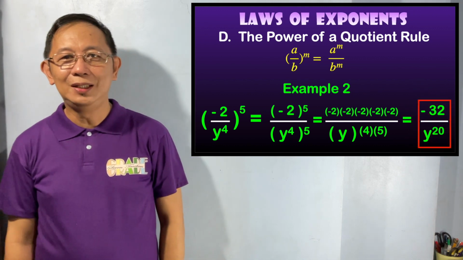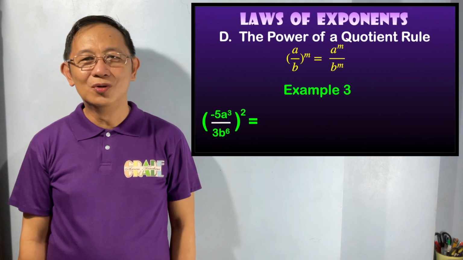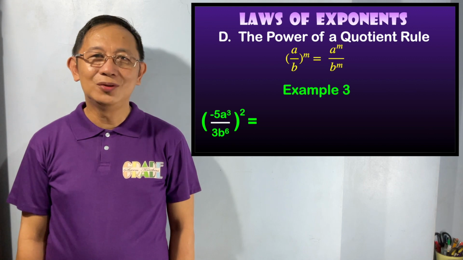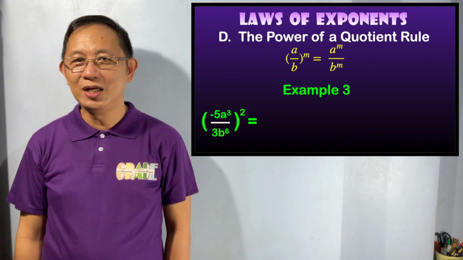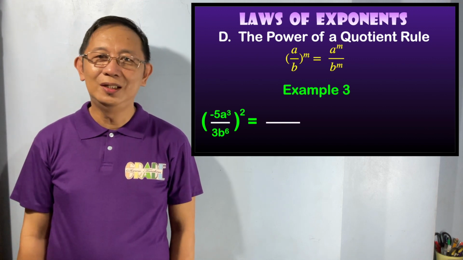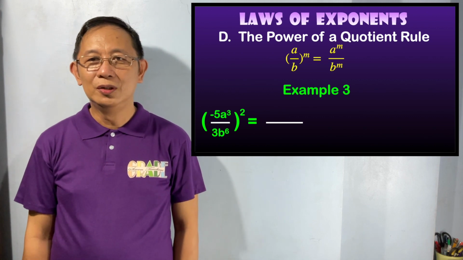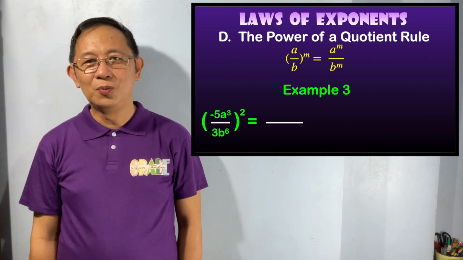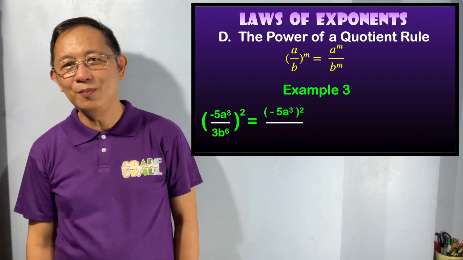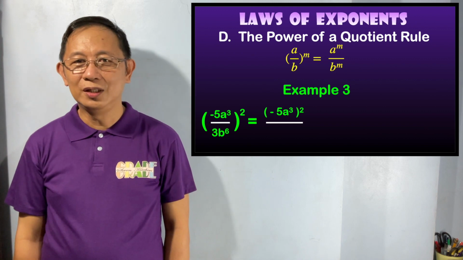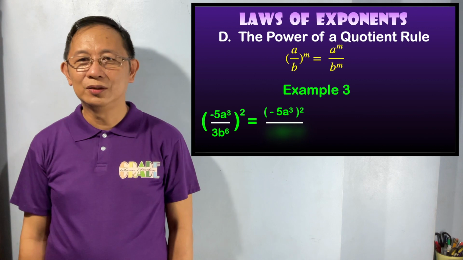Example number 3. Quantity negative 5a cubed over 3b to the 6th power squared. So you will share 2 to the numerator. So the numerator is negative 5a cubed. So isi-share mo si exponent 2. Isi-share mo din siya sa denominator. Ang denominator ay 3b to the 6th power. So isi-share mo rin si exponent 2.